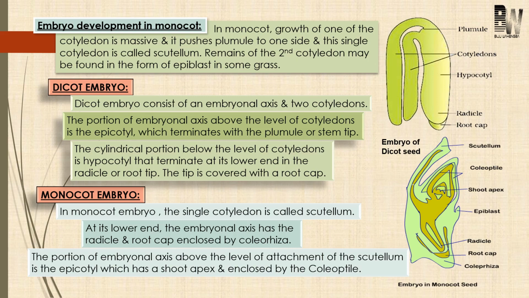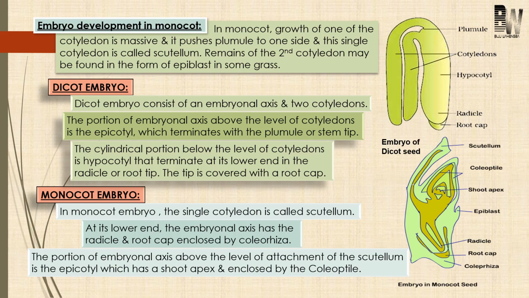Now come to the structure of the dicot embryo. This dicot embryo consists of an embryonal axis with two cotyledons, and the embryonal axis has two ends. One is called the plumule and one is called the radicle. The portion of the embryonal axis above the level of the cotyledons is known as the epicotyl, and this epicotyl will terminate with the plumule. On the other end, the portion of the embryonal axis below the level of the cotyledons is known as the hypocotyl, and this hypocotyl will terminate with the radicle, and this radicle will be covered with a root cap. So this is about the structure of the dicot embryo.